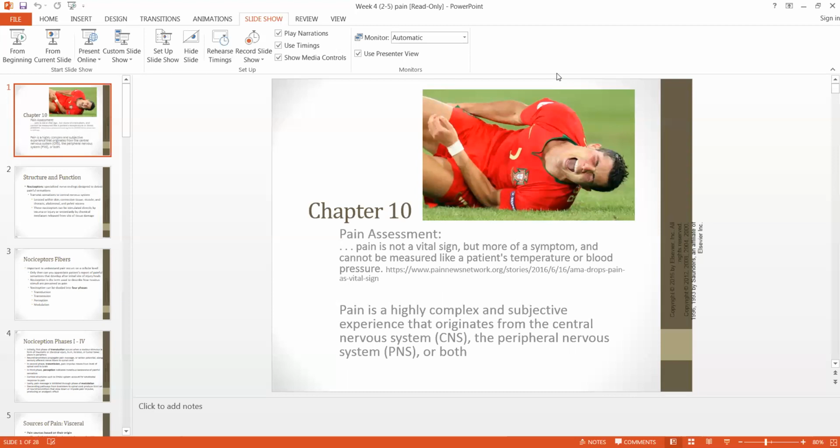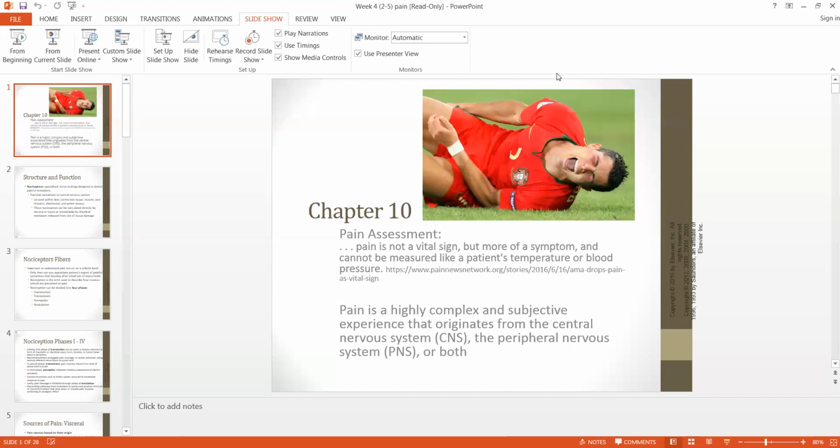So this is chapter 10 on pain assessment. And it's interesting that even last year, whenever we taught this chapter, there wasn't a definitive decision whether pain was a fifth vital sign or not. But it has since come out that the American Academy of Pain Assessment, or some such academy, has decided with the American Medical Association that pain is not a fifth vital sign because it can't be measured objectively like we can measure temperature, pulse, respiration, blood pressure, and the pulse ox. So pain is different, and it's always been difficult to assess pain, but we do our best with it.